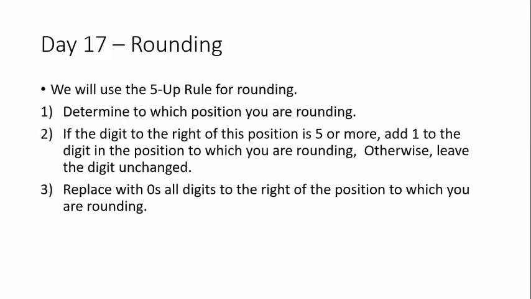Let's talk about rounding for a few minutes. We will use the 5-up rule for rounding. First of all, we need to know to what position we are rounding. After we know that, we look at the digit to the right of the position. If that digit is 5 or more, we add 1 to the digit in the position to which we are rounding. Otherwise, we do not change the digit. Finally, we replace all digits to the right of that position with zeros. We'll look at an example to make the rules a little bit more clear.